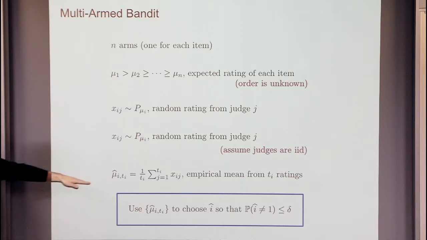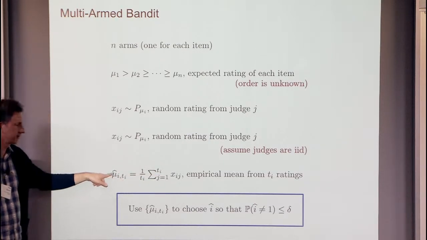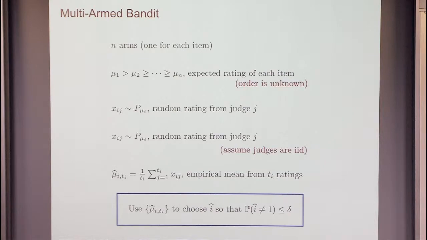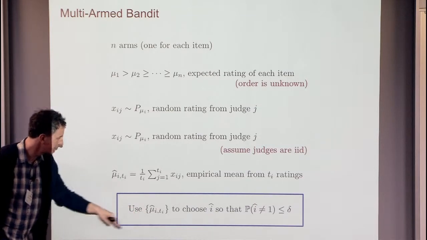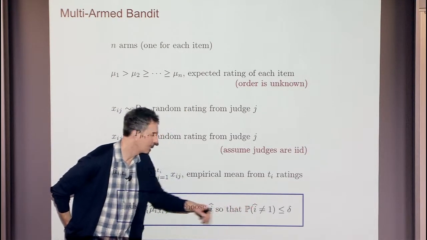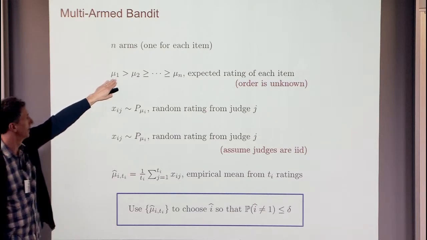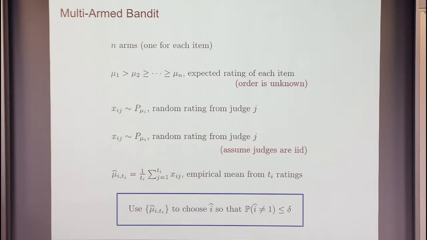And then the natural thing we would do is collect a bunch of these ratings or scores and average them, and that would give us an empirical estimate of the different expected scores. The idea then, of course, is to use these empirical averages to choose i hat so that i hat not equal to 1, which is the correct winner that we're trying to find, happens with small probability delta, which is a small number. So we want to be correct with probability 1 minus delta in picking the first item as the winner. Is that pretty clear? Good. Okay.